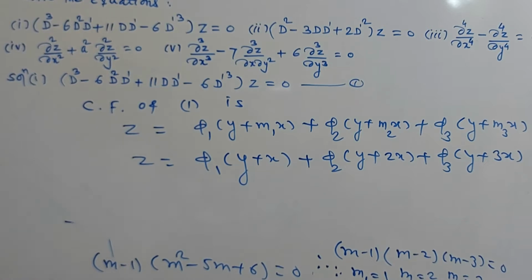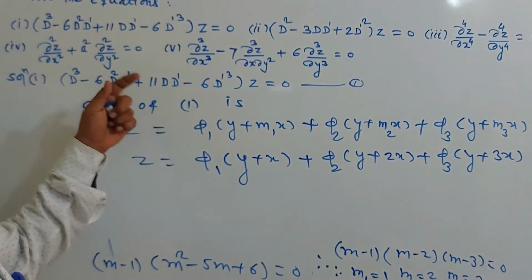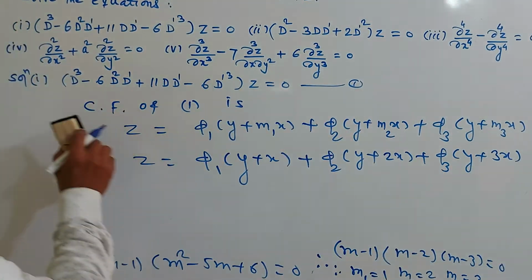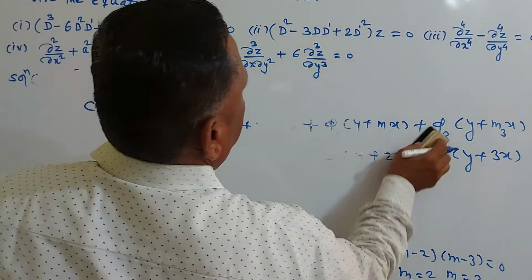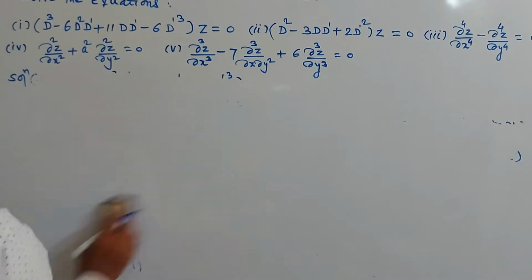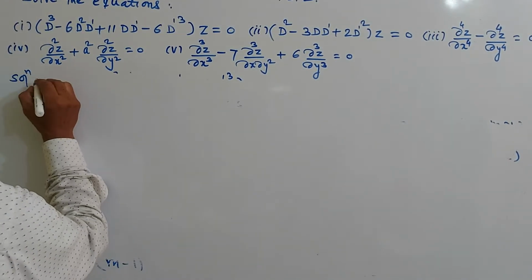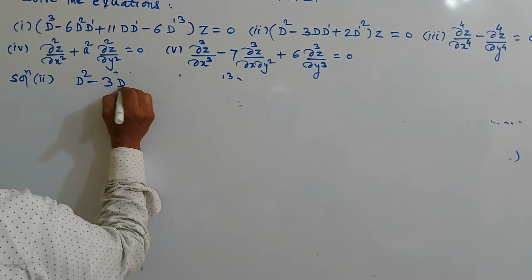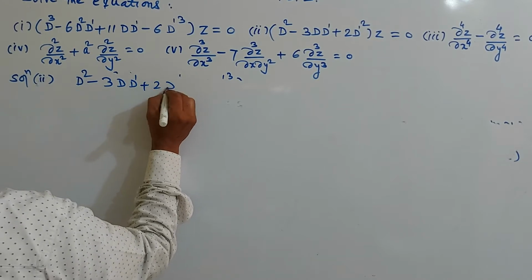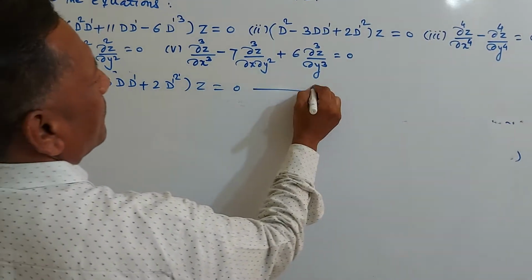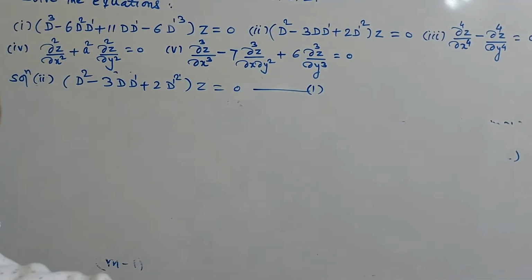So in this way you find the complementary function of the given partial differential equation when the roots are distinct or different. Then we solve the second example. So what is the second example? Solution of second: D square minus 3D D' plus 2D' square operated on z is equal to 0. Suppose this is number 1, or the given equation. Already the equation is in symbolic form.